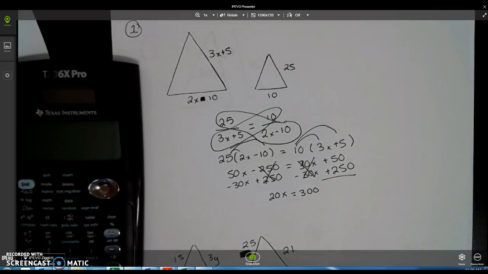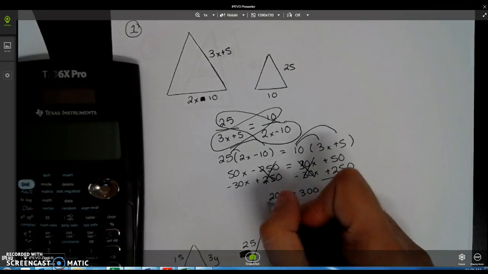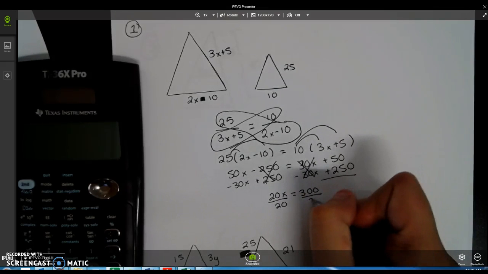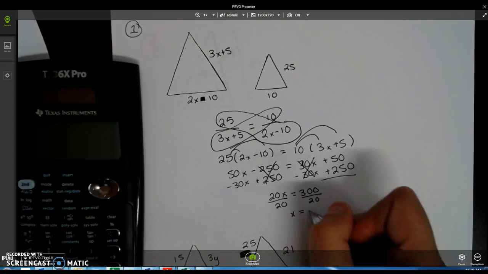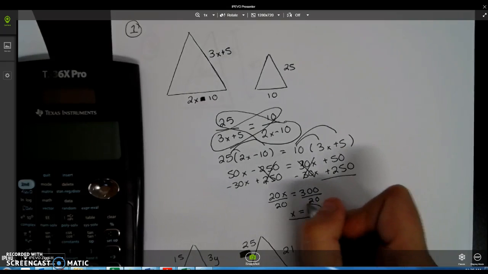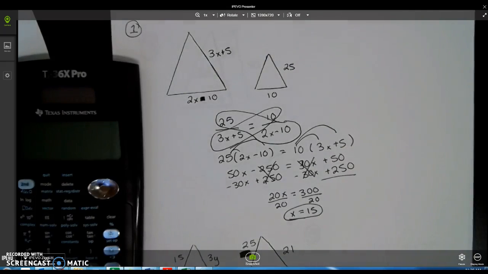Alright, now all I have to do is divide. You can plug that in the calculator, or if you know it, that's going to be 15. There is example 1.